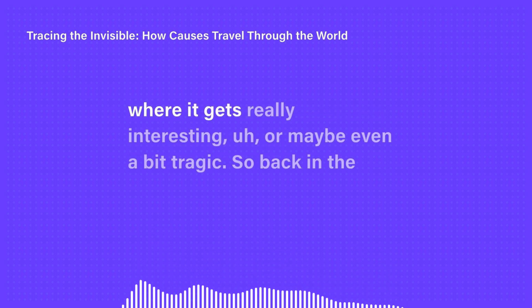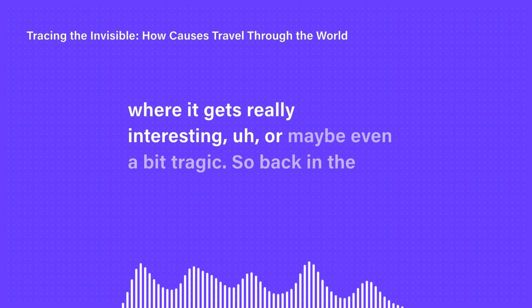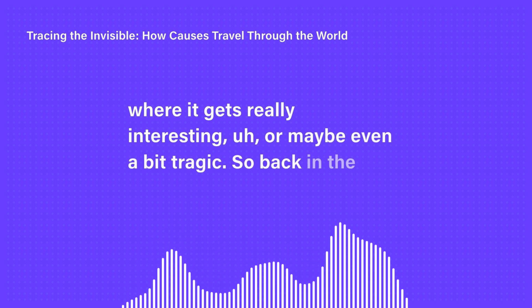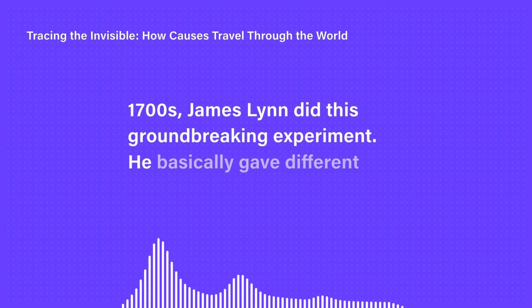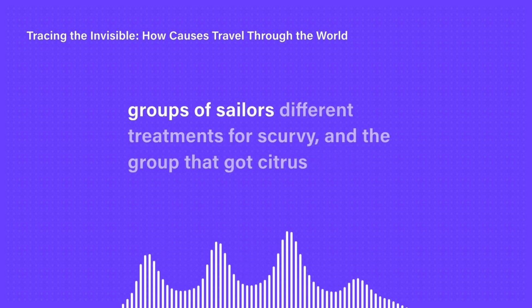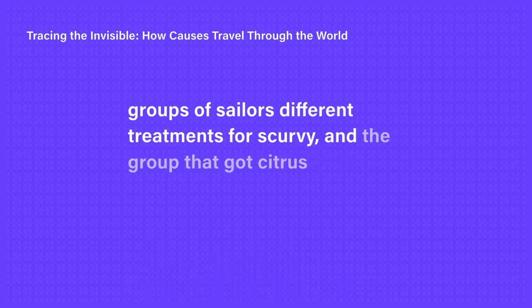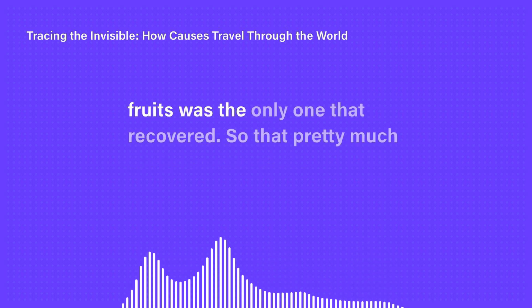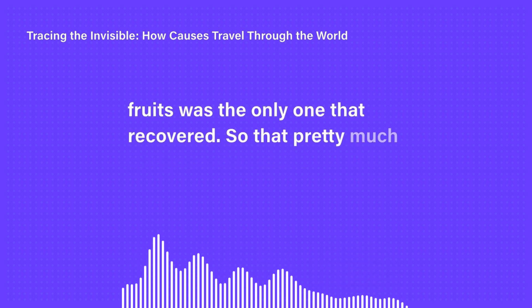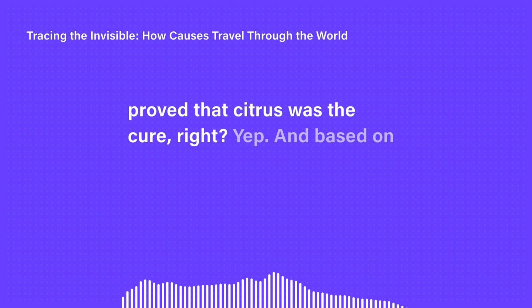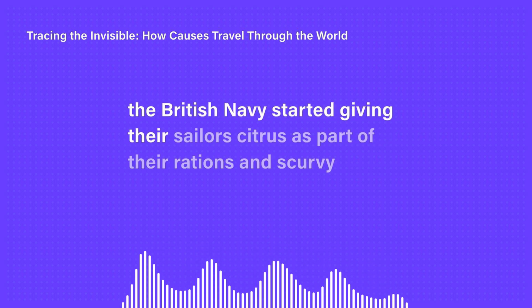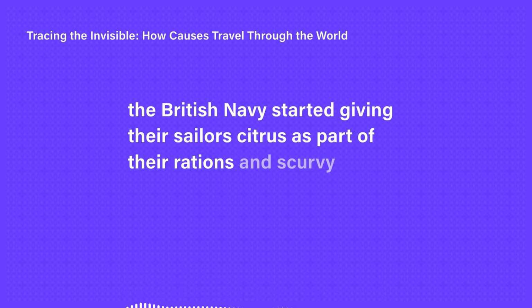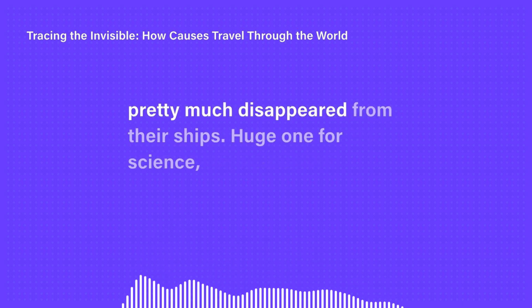Yeah, and this is where it gets really interesting, or maybe even a bit tragic. So back in the 1700s, James Lind did this groundbreaking experiment. He basically gave different groups of sailors different treatments for scurvy, and the group that got citrus fruits was the only one that recovered. So that pretty much proved that citrus was the cure, right? Yep. And based on that, the British Navy started giving their sailors citrus as part of their rations, and scurvy pretty much disappeared from their ships.